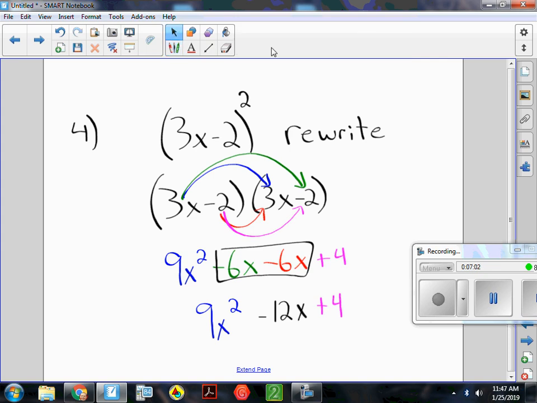And there's a pattern there. The pattern is that the first number, 3x, is always going to be squared, so it turns into 9x squared. The last number, negative 2, is squared. That turns into 4. And the middle number comes from taking both of these multiplied together. That happened with my red arrow and my green arrow. And because it happened twice, we take both of those multiplied together, negative 6x, and double it to get negative 12x. So that's all the skills you need for day 2.